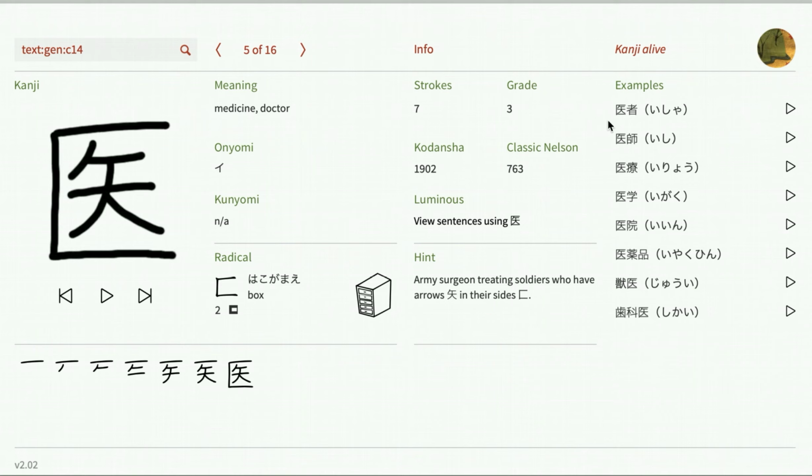So an isha is a doctor, medical doctor. Ishi, another word for medical doctor. Iryo, medical care. Igaku, medical science, the study of medicine. Iin is a clinic, kind of like byoin. Iyakuhin are medical supplies. Jui is the word for veterinarian, literally beast doctor. Shikai is a tooth doctor or dentist.